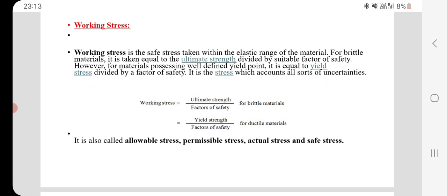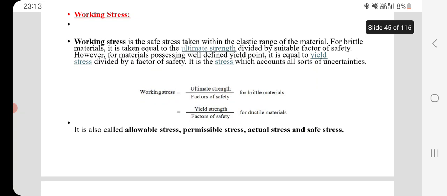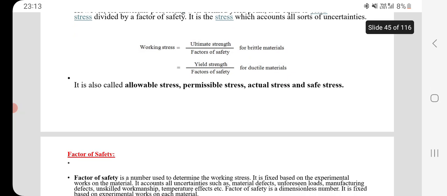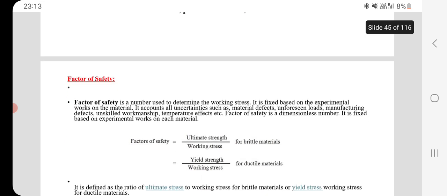Working stress equals ultimate strength by factor of safety for a brittle material, and for a ductile material, working stress equals yield strength by factor of safety. It is also called the allowable stress, permissible stress, or safe stress.